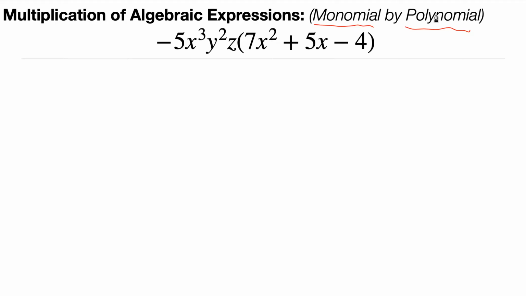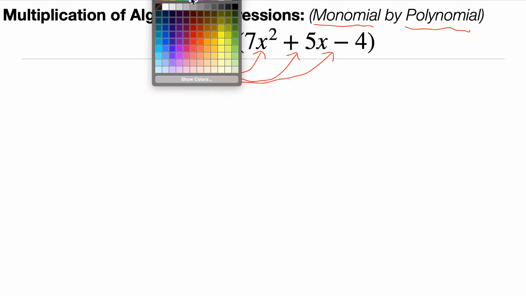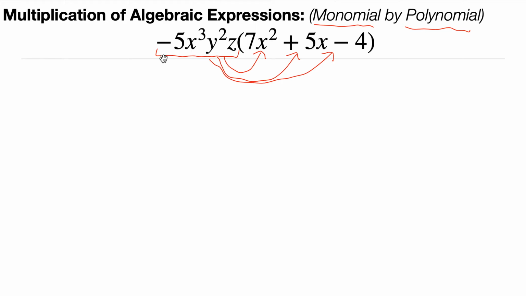Okay, so what are we going to do? We just distribute this monomial, wherever the monomial is, to each of the terms of the polynomial. So distribute it here, distribute it here, and distribute it here. By distribution, let me use the blue pen now. So minus 5 times 7, different signs, that's going to become negative. So 5 times 7 is 35, minus 35.